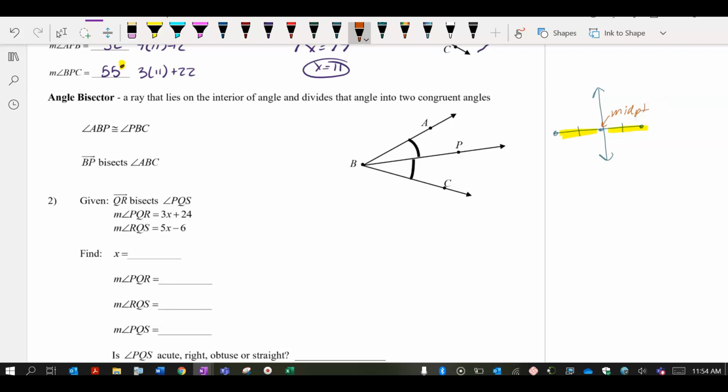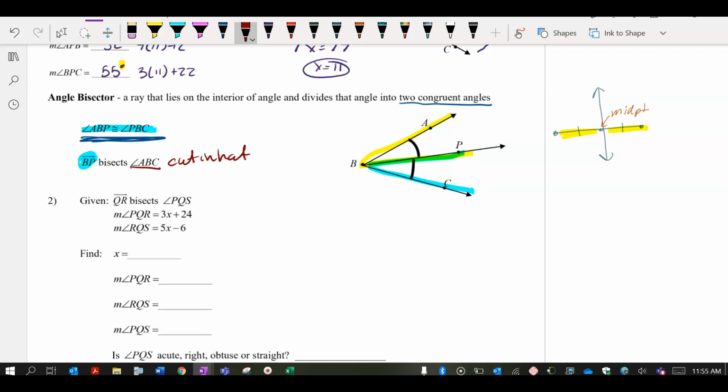The only thing that's different is the angle bisector does not give us a midpoint. It just jumps all the way to giving us two congruent angles. So we can say that the angle ABP and the angle PBC are congruent to each other. We know here that the ray BP is bisecting, so it's cutting it in half.